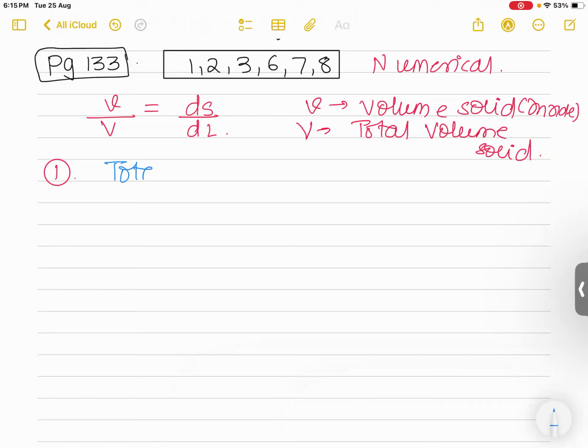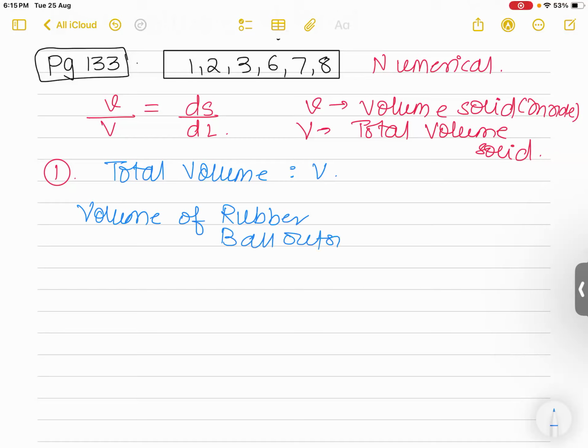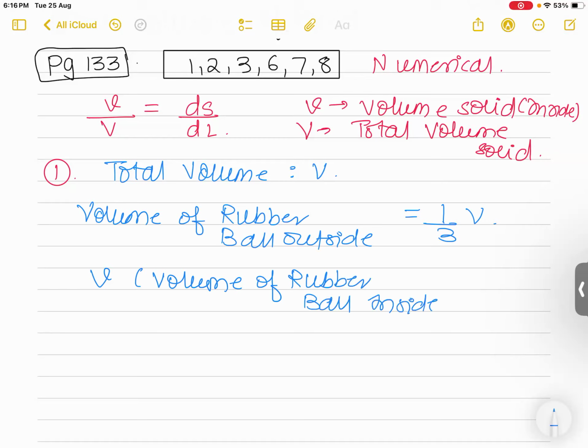So can I say, Satvika, the total volume of the rubber ball, let it be V. How much portion is outside? One-third is outside. We write here: volume of rubber ball outside the water is 1 upon 3 V. So how much will be the volume of the rubber ball inside the liquid? Very nice. The volume of rubber ball submerged inside will be total minus 1 upon 3 V, which will be 2V upon 3.